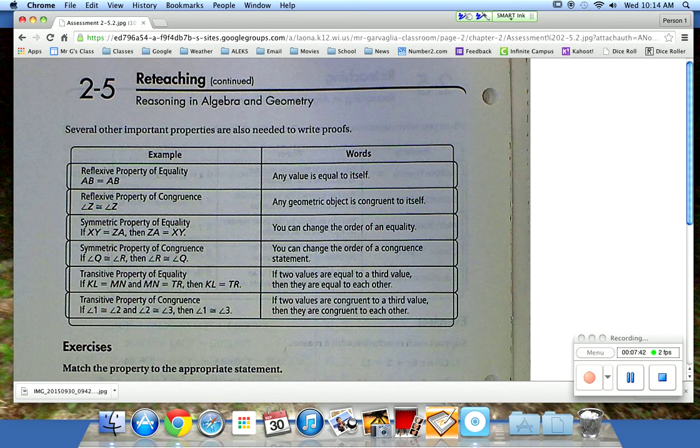Symmetric property of equality. In other words, if I say Megan is the same height as Amber, and Amber is the same height as Megan, I've gone both ways. In this case, XY equals ZA, then ZA equals XY.